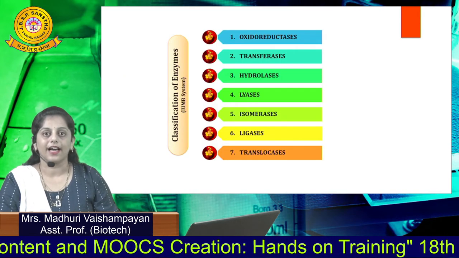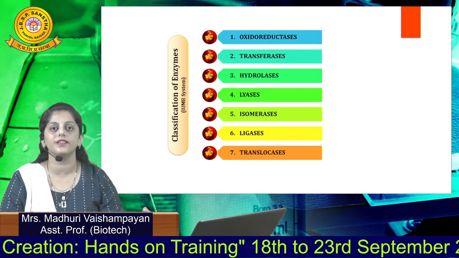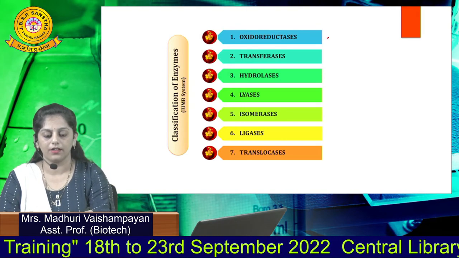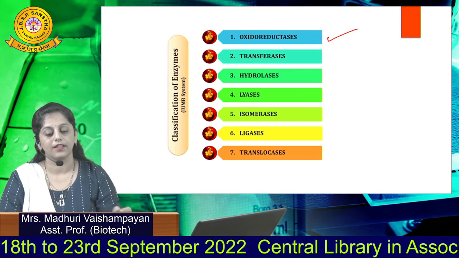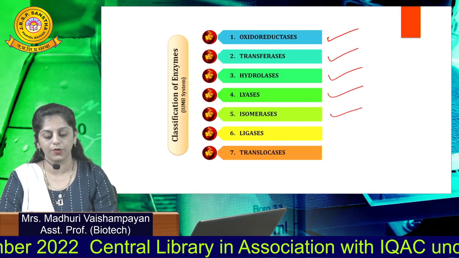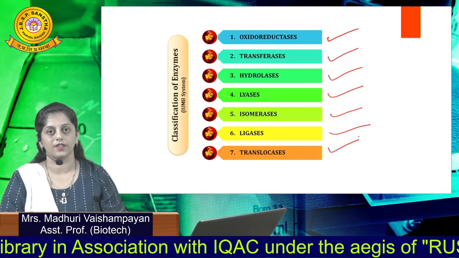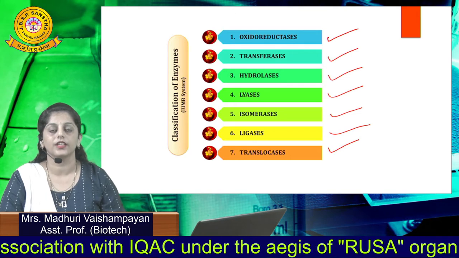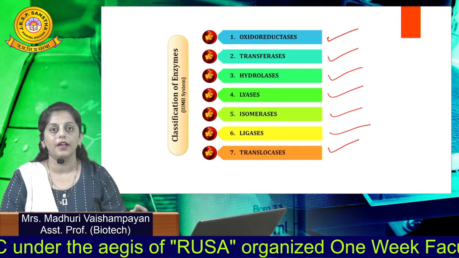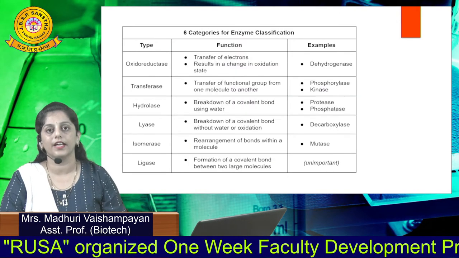Now see, these are the different classes of enzymes. So how many classes are there? There are a total of 7 different classes of enzymes. The first class is oxidoreductases. The second class is transferases, then hydrolases, lyases, isomerases, ligases, and the last one is translocases. This particular classification is based upon their functions, meaning how they work. Depending upon that, they have been categorized. So this is the simple summary of their classification.